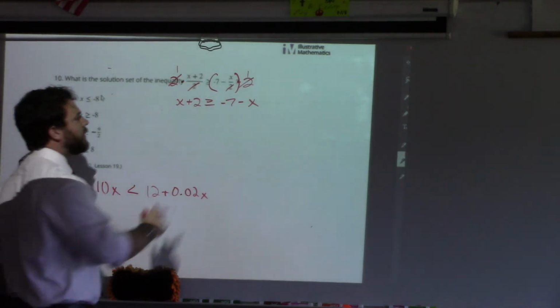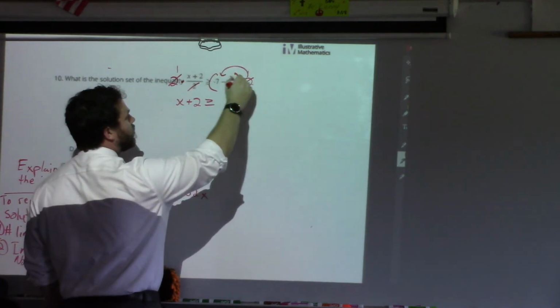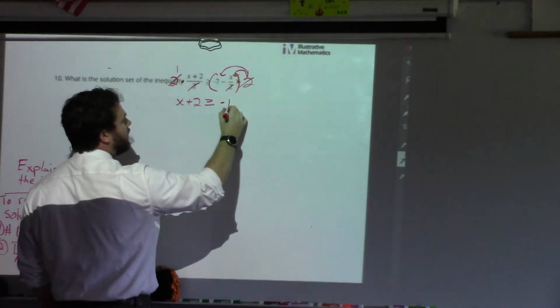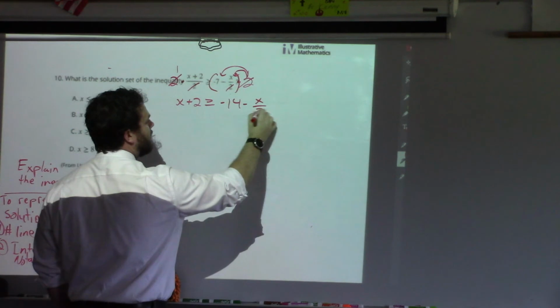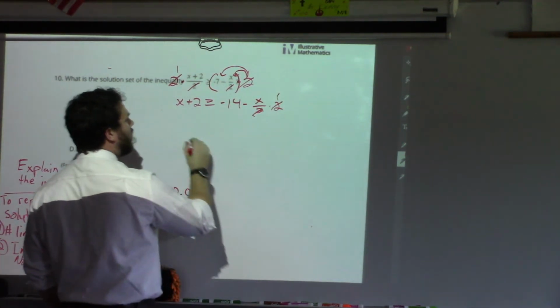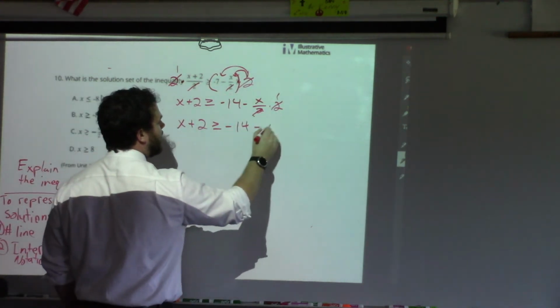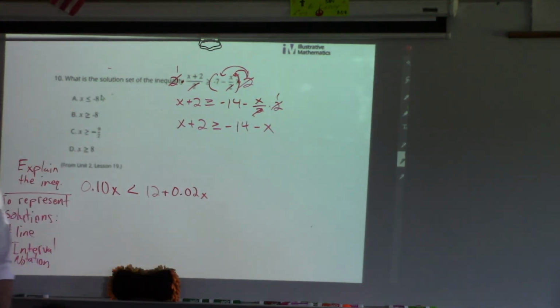That's technically the property of inequality in this case, but I'm going to distribute, right? So I get negative 14 minus x divided by 2 times 2. I'm just showing that distribution there. That's a 1. x plus 2 is greater than or equal to negative 14 minus x. Does that look less scary? Yes? By the way, can you solve it as an inequality?